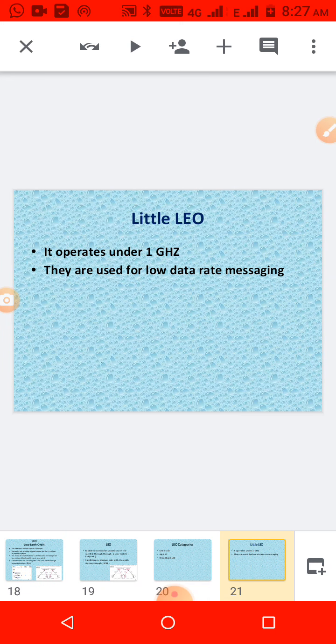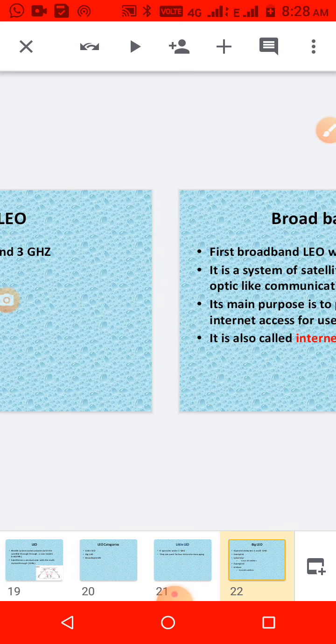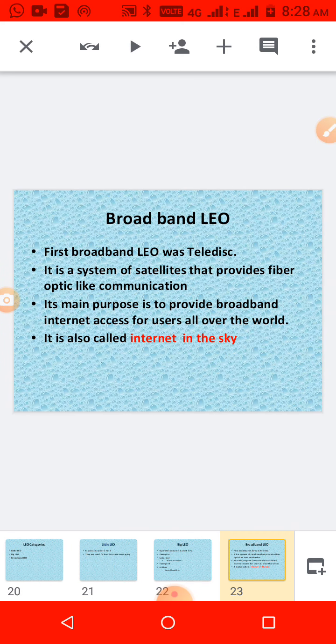Little LEO operates under 1 gigahertz. They are used for low data rate messaging. Then big LEO operates between 1 to 3 gigahertz. Examples are Globalstar and Iridium. Globalstar uses 48 satellites, Iridium uses 66 satellites.